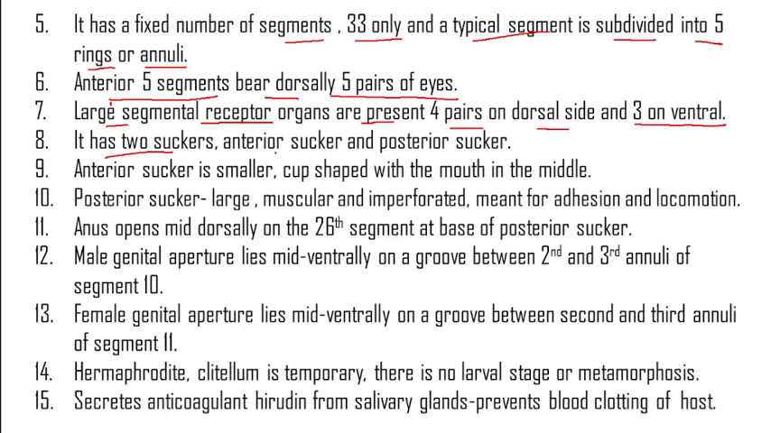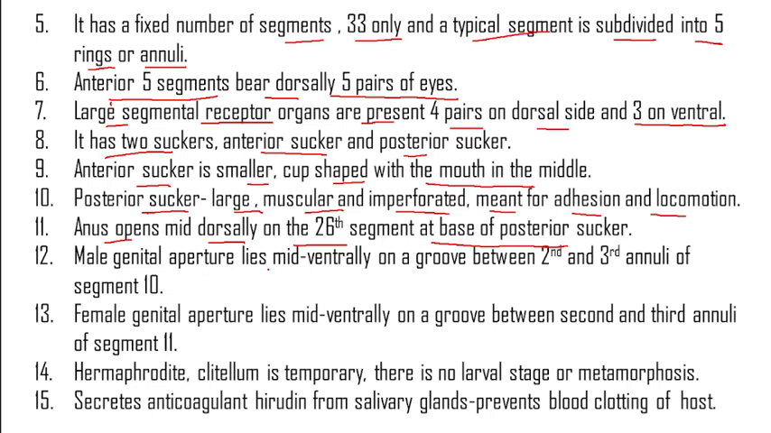It has 2 suckers, anterior and the posterior sucker. Anterior sucker is smaller, cup-shaped with the mouth in the middle. Posterior sucker, it is large, muscular and imperforated, meant for adhesion and locomotion. Anus opens mid-dorsally on the 26th segment at the base of posterior sucker.